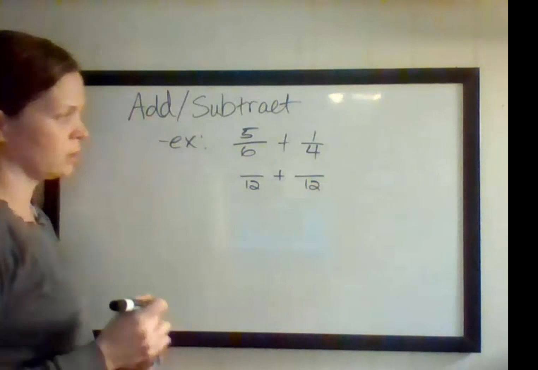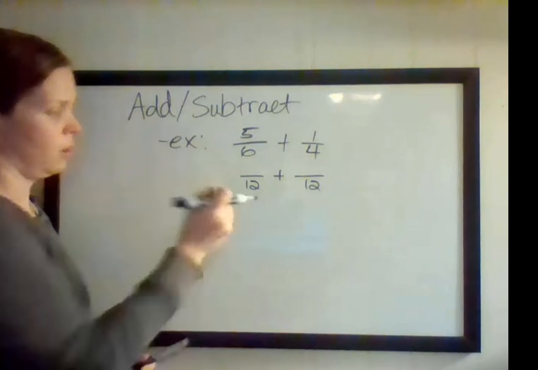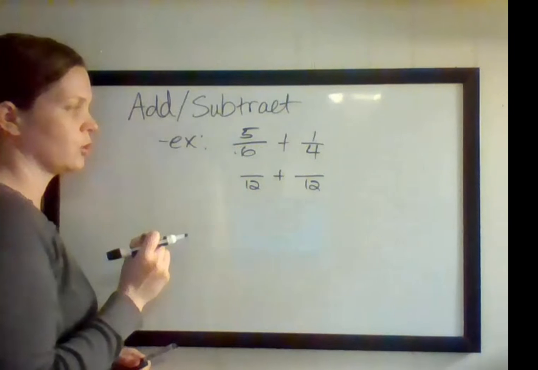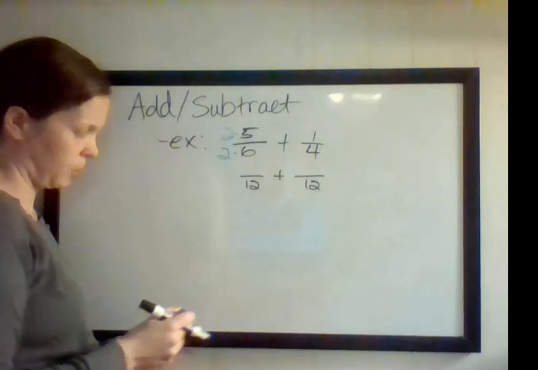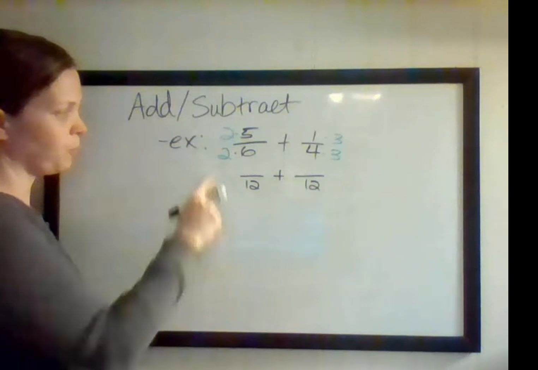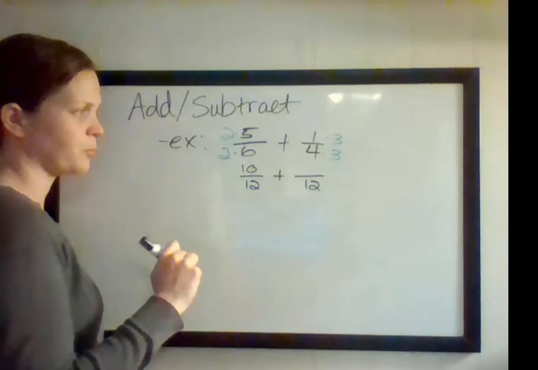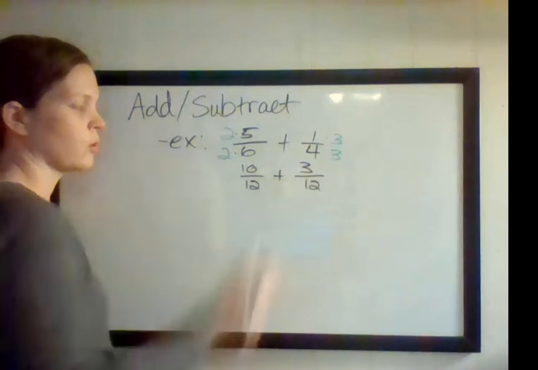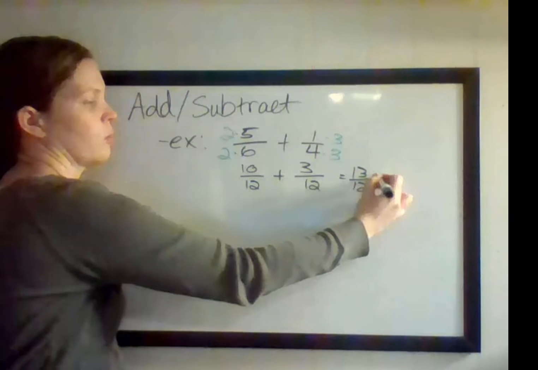That would be my least common denominator. To change 6 to be 12, we're going to multiply by 2. Do the same thing on top. And this one over here is going to be times 3. So we're getting a common denominator. Whatever we do at the bottom, we have to do at the top, so that it's still the same number. So now I've got 10 twelfths plus 3 twelfths, 13 twelfths, or 1 and 1/12.